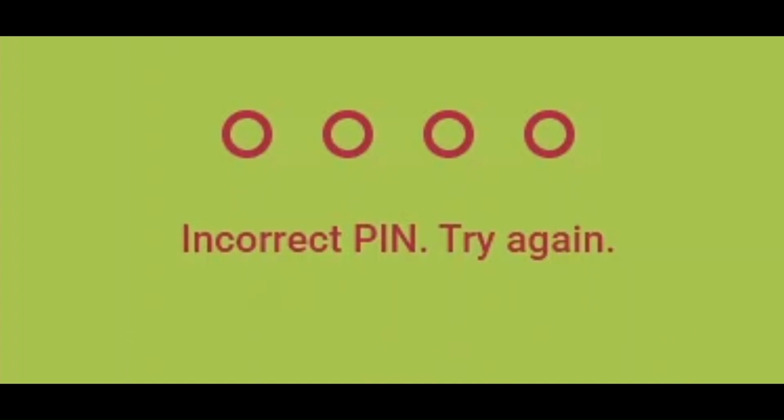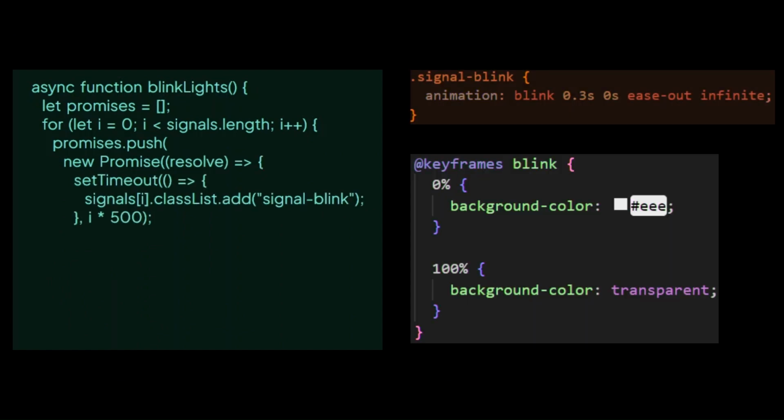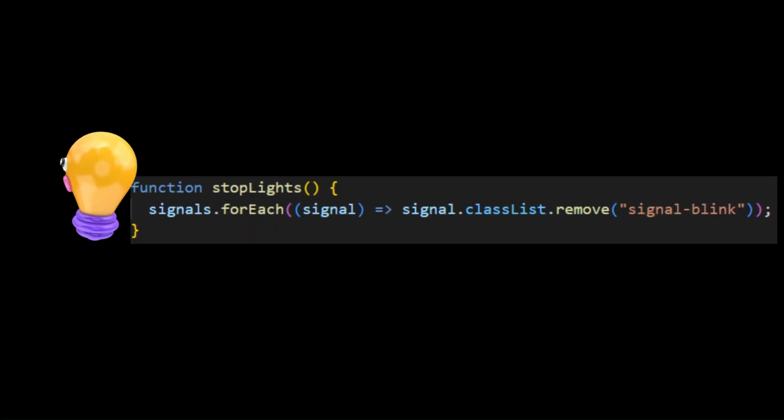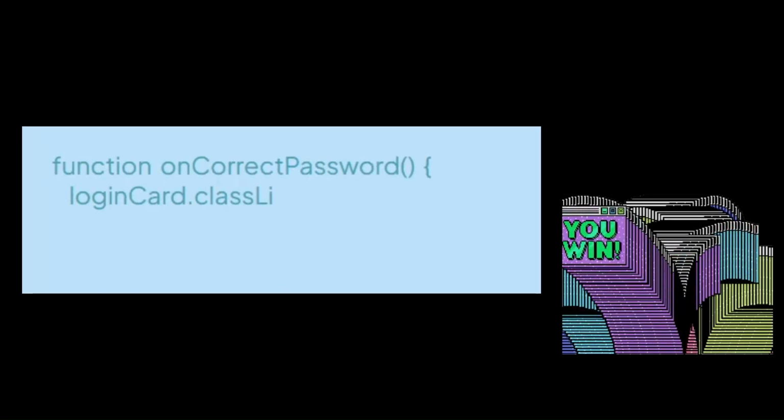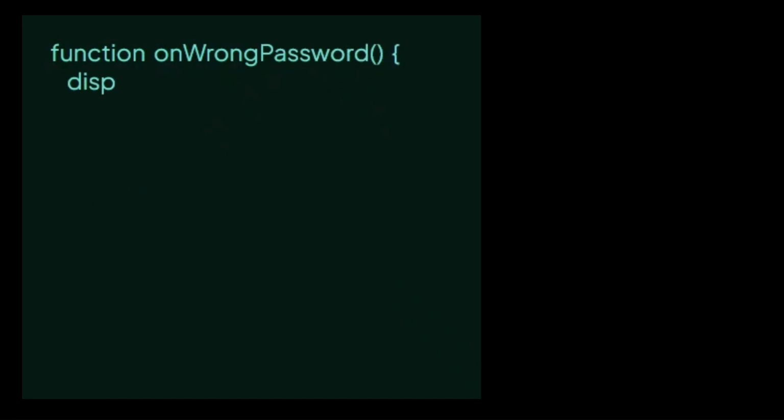So I've created a function for blinking lights where I'll add the signal blink class to each of the 4 signals at a gap of 500 milliseconds to give it a progressive animation look. Another function to stop the blinking where I'll remove the animation, or the class to be precise. If the password is correct, I'll hide the card by setting the display property to none. And if the password is incorrect, I will display the error message.